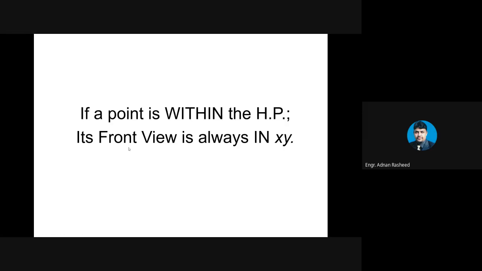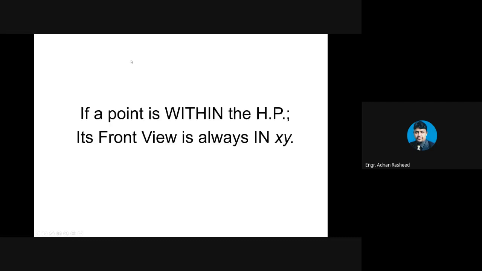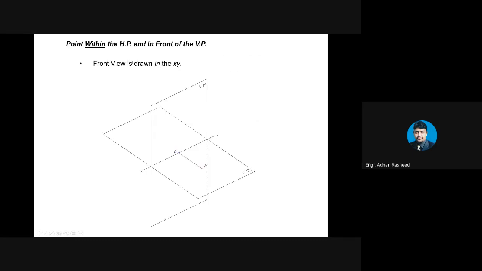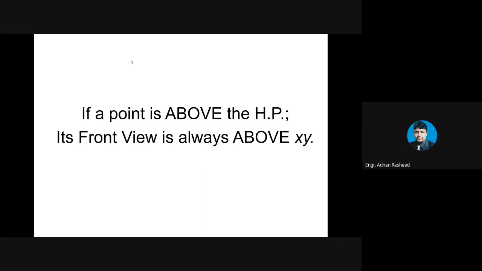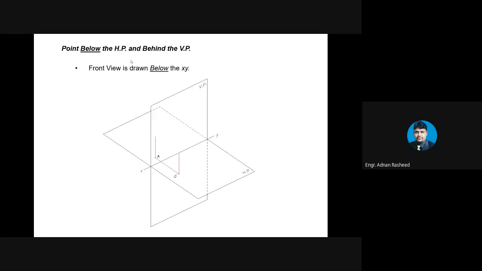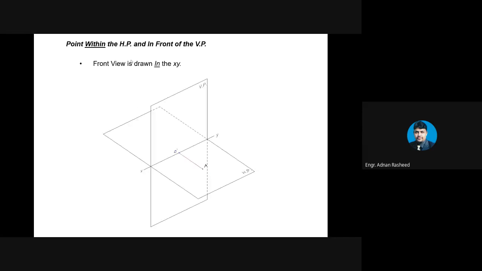Now the position of frontal view of point with respect to XY line is dependent on its position with respect to horizontal plane. We have already discussed that the position of frontal view of any point depends on its position with respect to horizontal plane. I will repeat again, if a point is above the horizontal plane, its frontal view will always be above the XY line. If a point is below the horizontal plane, its frontal view will be below the XY line. And if a point is within the horizontal plane, then its image will be formed on XY line.